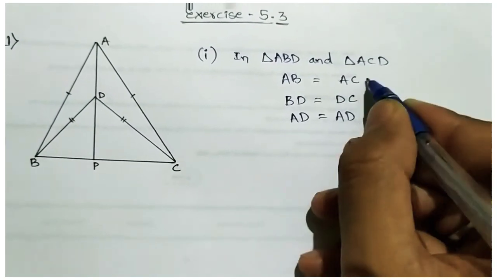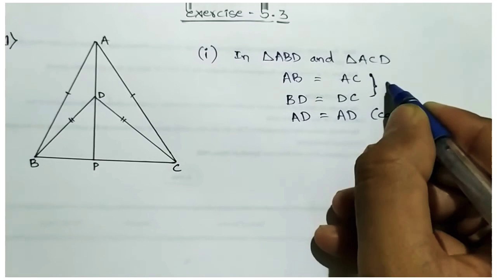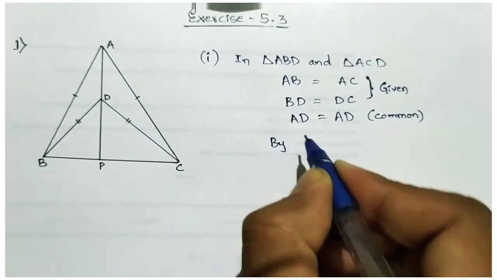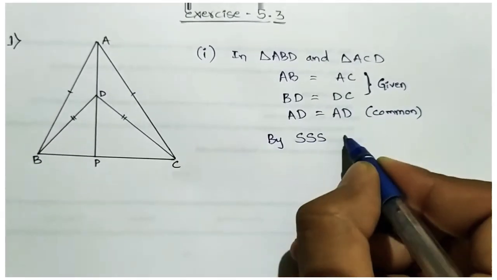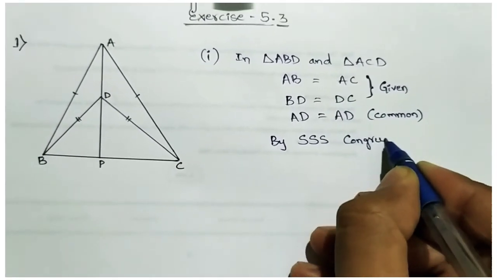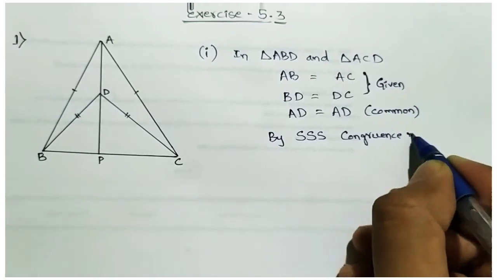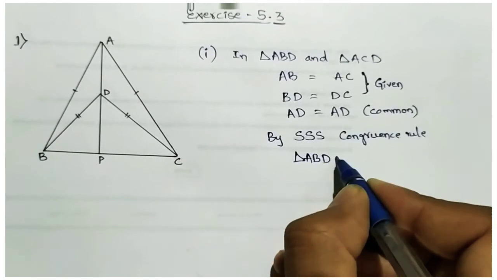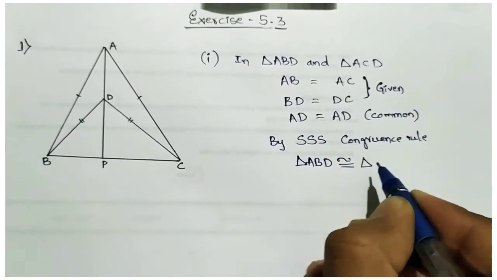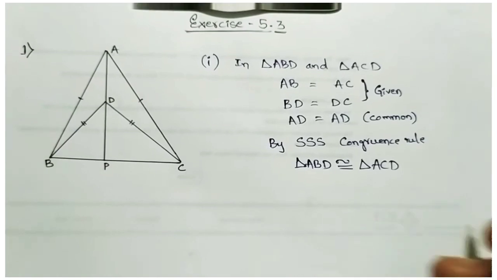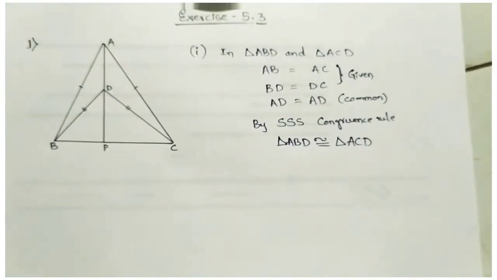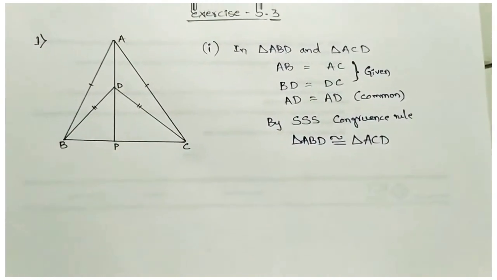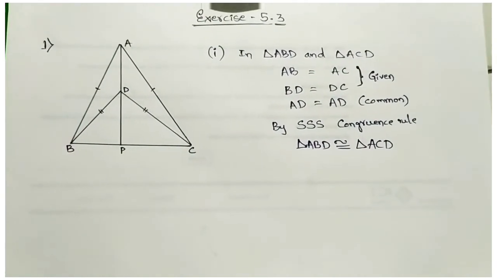So AD equal to AD, common. So these three are given. By side side side congruence rule, triangle ABD is congruent to triangle ACD. It is very important because here they asked 4 sub questions. You may get this type of question for long answer questions.